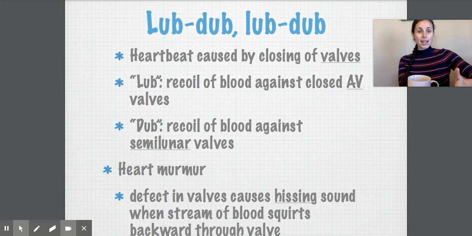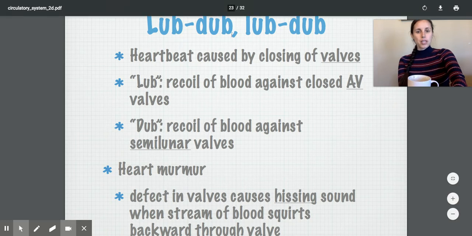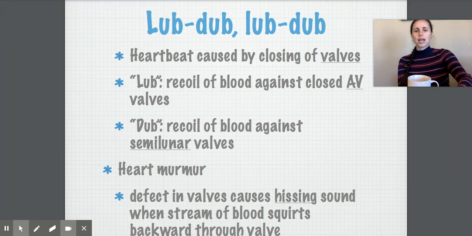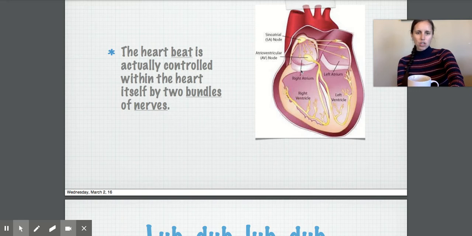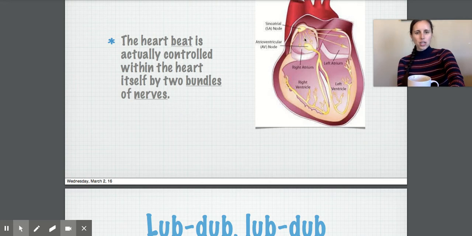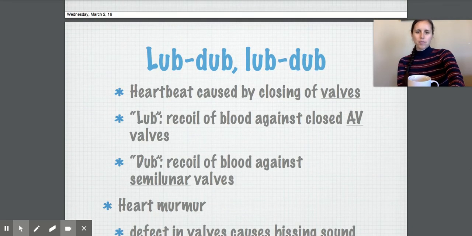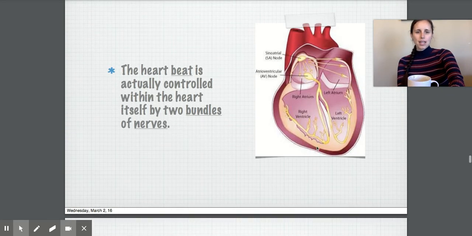So the heartbeat, what does it actually sound like? Your heartbeat actually sounds like a lub-dub sound. So your heartbeat is actually caused by the closing of valves. So that sound that you hear, that lub-dub that you hear through a stethoscope, is actually the closing of the valves and the connective tissues hitting against each other. So lub is actually the recoil of blood against a closed atrioventricular valve. So we've got our atrioventricular valve again up here. So that lub, that first noise, is the sound of blood splashing against this valve as it closes. The dub is a recoil of blood against the semilunar valve. So remember, the semilunar valve is here.